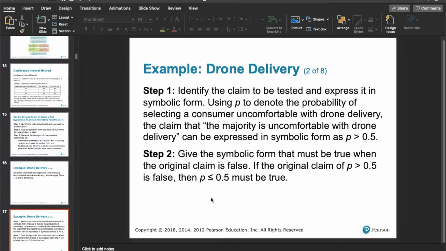So for step two, we'll give the symbolic form that must be true when the original claim is false. So if our original claim is P is greater than 0.5, then what's false would be P is less than or equal to 0.5.